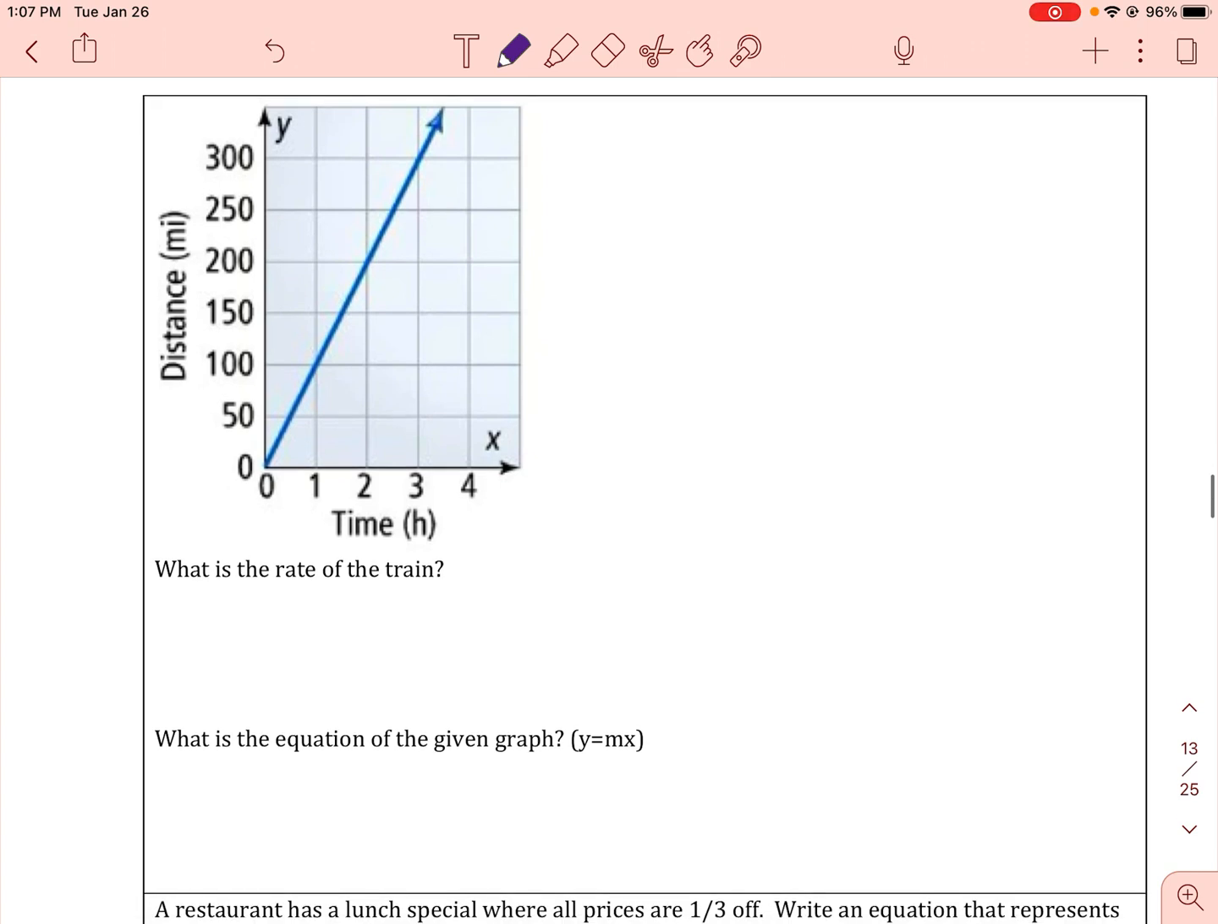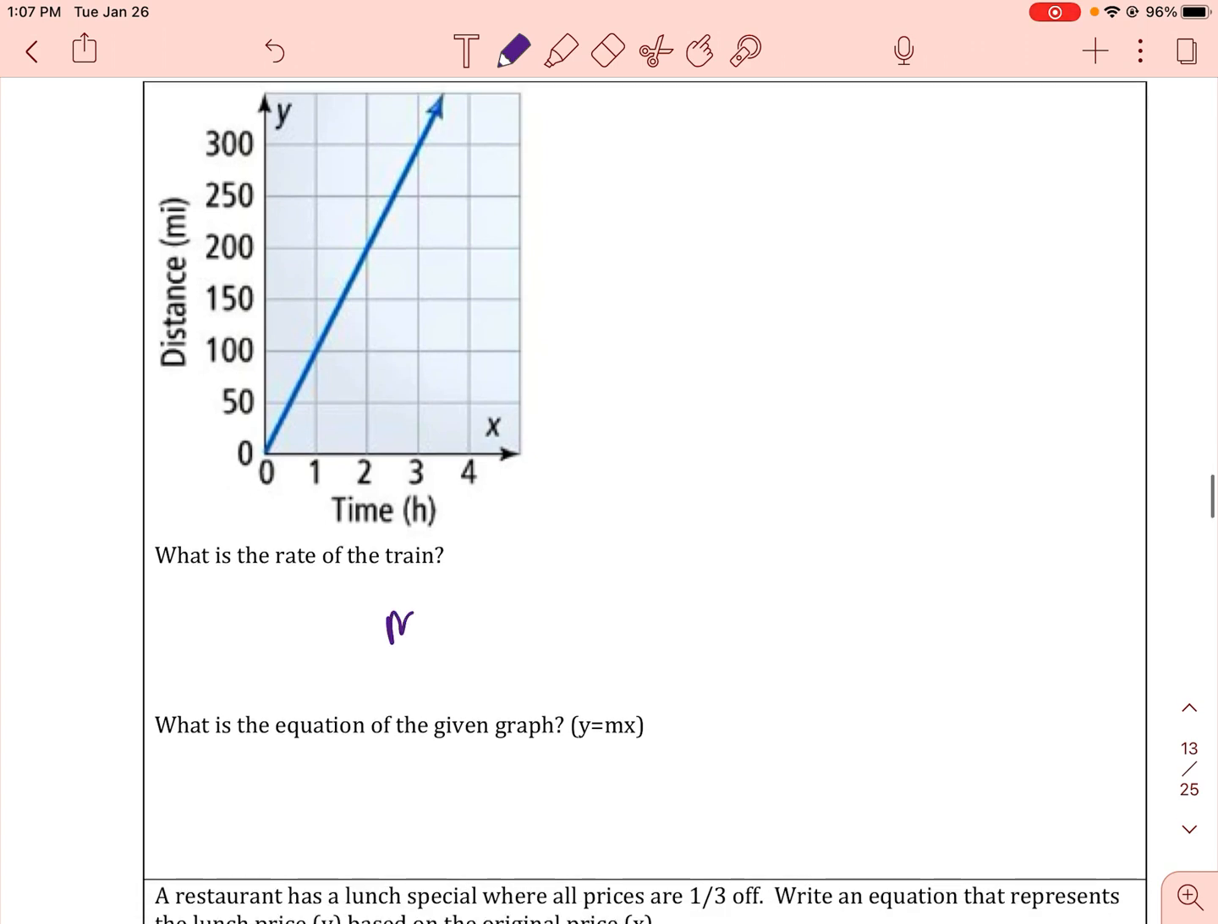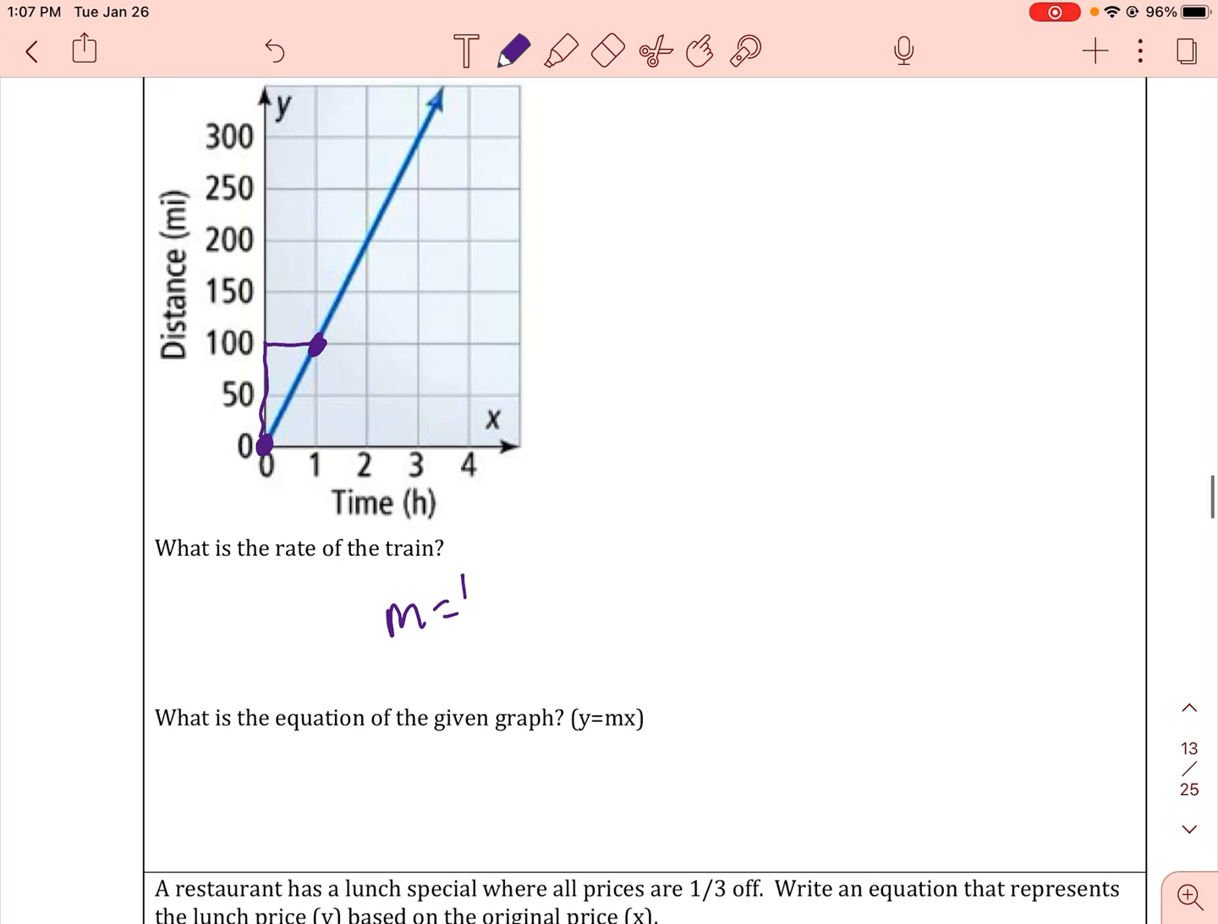What is the rate of the train? What is my m? I start at 0, look for another nice point, which would be right here. I rise 100, I run 1 when I do my slope triangle. 100 over 1 reduces to 100. That is my rate of the train, in miles per hour.